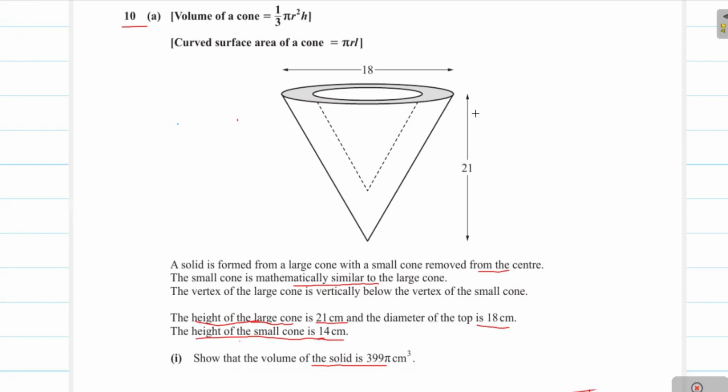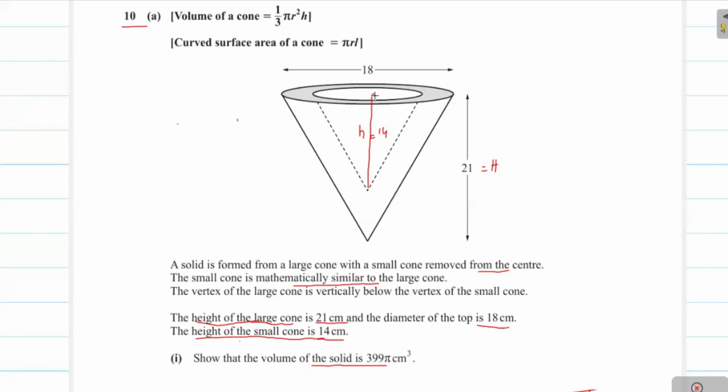You see here, this is the small cone, and this small cone having the height small h, and the height of large cone is capital H. Here the height of small cone is 14 centimeter.